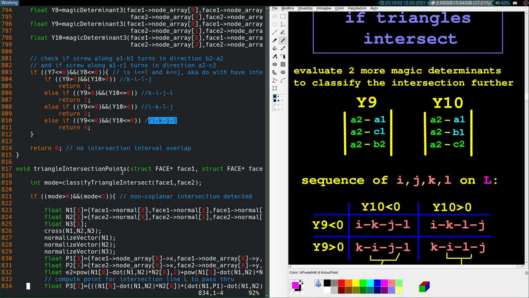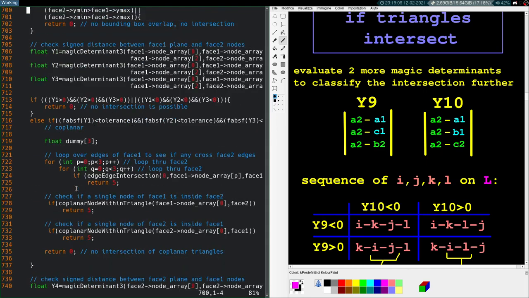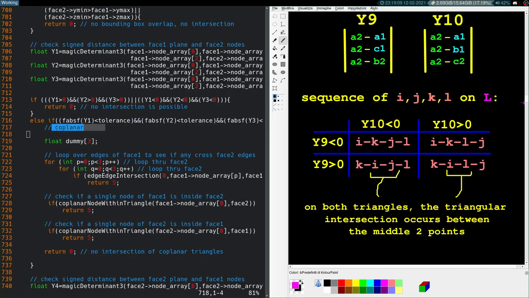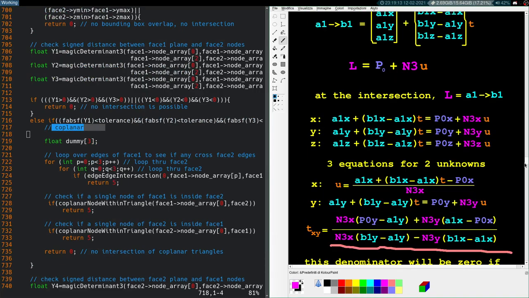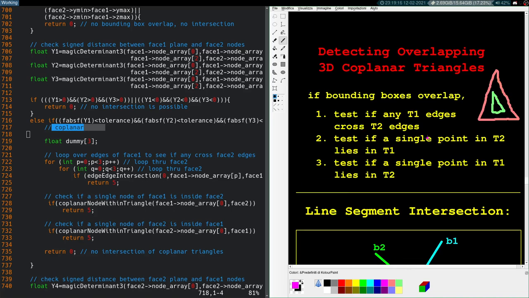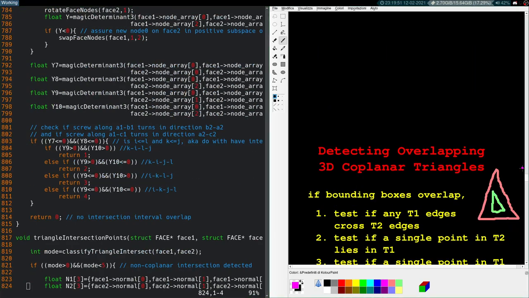So going back up, if it's coplanar, we do some of the analysis we talked about down here. Where is it? Here. We first loop over all edges of face one to see if any of them cross face two edges. If any of them cross, we have intersection, so we return 5, which means coplanar. Then we check if a single node, in this case node 0 on face one, is inside face two. If it is, we return 5 for coplanar. And then we check the opposite. If a single node of face two is inside triangle face one, if yes, return 5. If not, they're coplanar, but they don't intersect, which is the best case for coplanar triangles. So that wraps up the classification step.